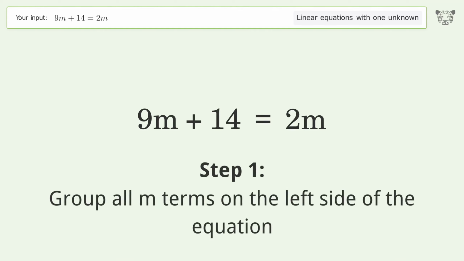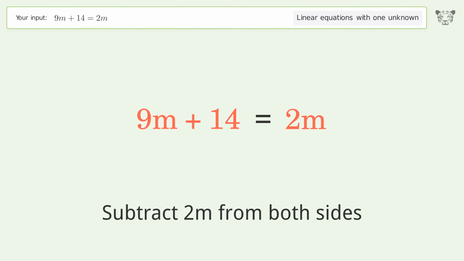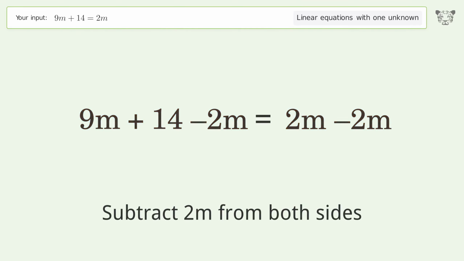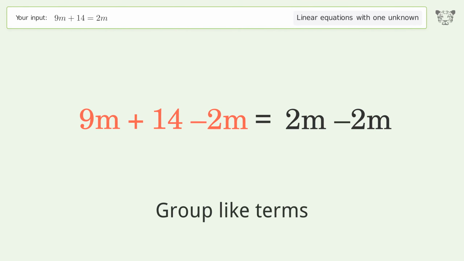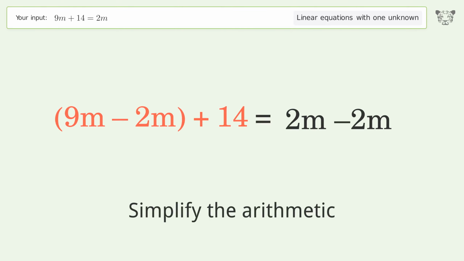Group all m terms on the left side of the equation. Subtract 2m from both sides. Group like terms. Simplify the arithmetic.